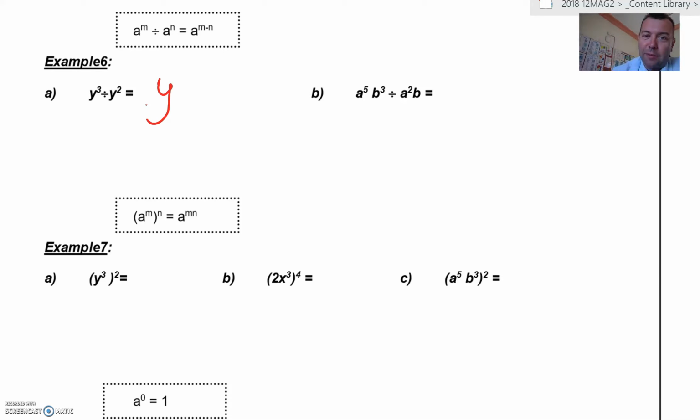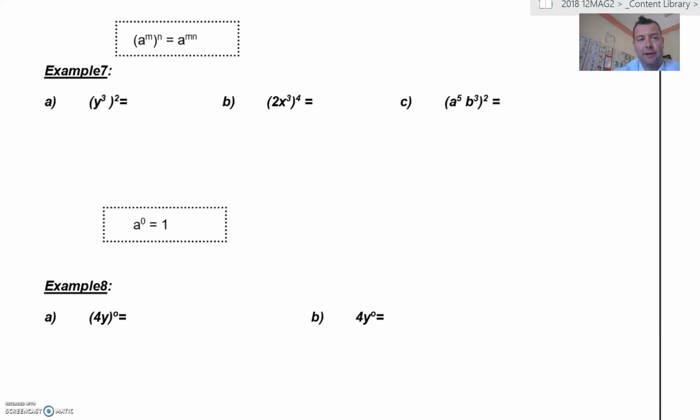Next up, a to the power of 5, b cubed divided by a squared b. We subtract 2 from the 5, which gives me a to the power of 3. b cubed divided by b is b squared. There we go. Easy. Done.